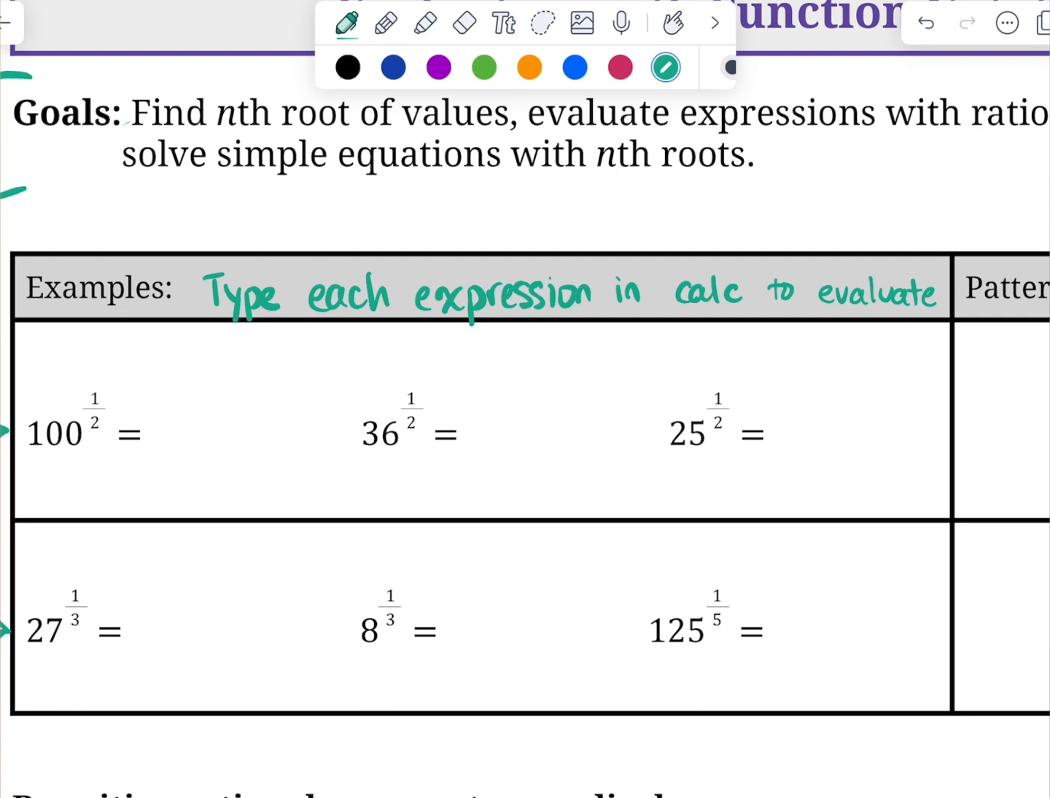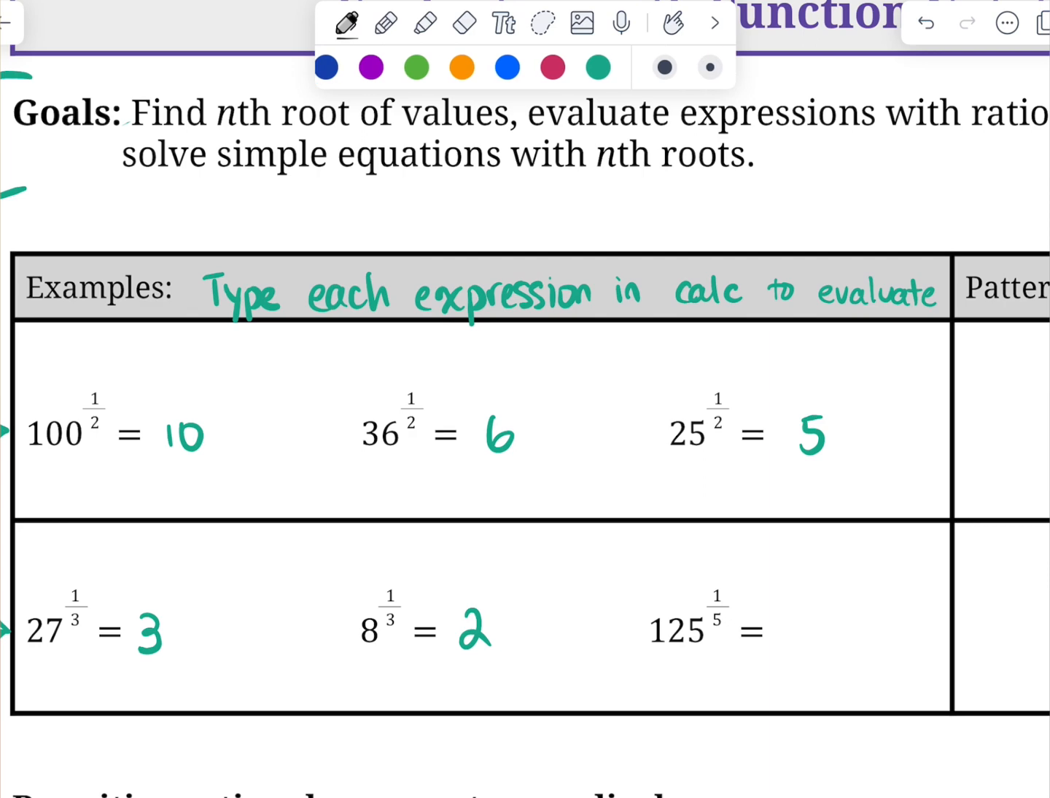All right, welcome back. So if you typed these into your calculator properly, you should have gotten 10, 6, 5, and then you should have gotten 3, 2, and I've just noticed that there is a little tiny typo right here. We should actually have this say 1/3, because the correct answer here should be 5 as well. All right, now I'm hoping that you are noticing a connection between the original expression and the value.